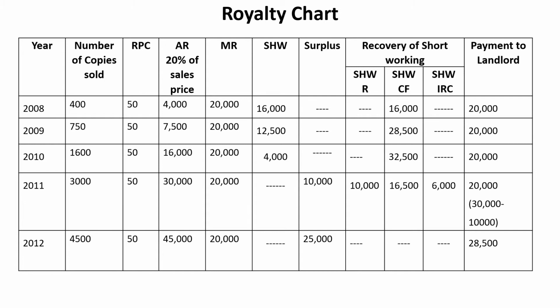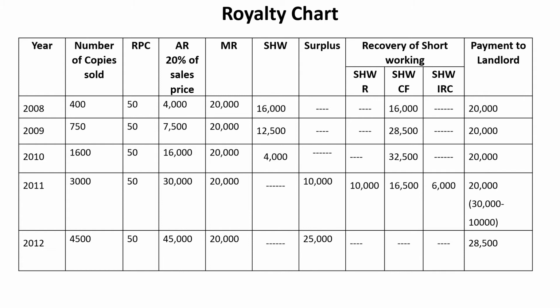Here the actual royalty is more than minimum rent. We have a surplus of rupees 10,000. We have a short working carry forward of 32,500, so out of 32,500 we can recover only 10,000. So the carry forward is 16,500.